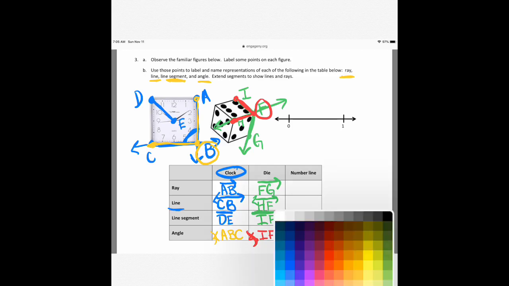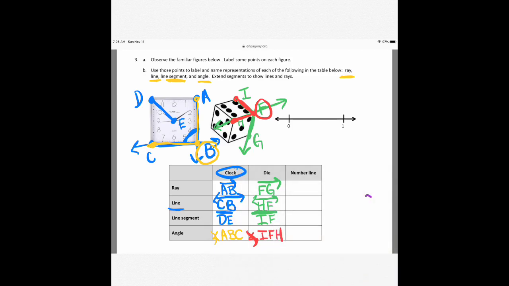Alright, last one. We're going to be looking at the number line. I'm choosing a new color. Now, this is already a line because it goes in both directions forever, but we're just going to put some points on it. Doesn't really matter, so we're going to name them X, Y, Z, and R.